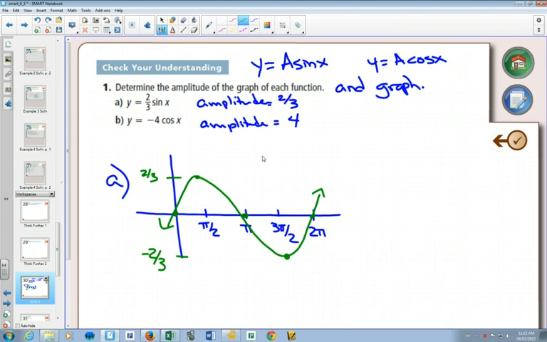So one of the shortcuts we're going to do, instead of taking these 5 points from our parent graph, from our original graph, and multiplying them by 2/3, we're going to just label our new maximum and our new minimum with our amplitude, and we'll be able to graph it quicker than what we did with our transformations unit. Okay?